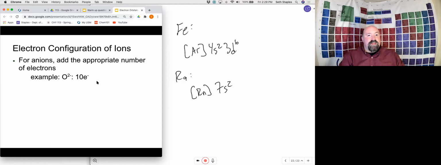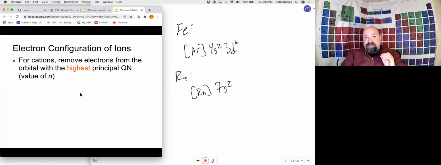Okay. Electron configuration of ions. All you do there is just adjust your electrons as necessary. So for instance, if I'm looking at the electron configuration for oxygen 2-, oxygen would normally have its 8 electrons, but O2- has 10 electrons. And so you would adjust your numbers in your electron configuration accordingly.